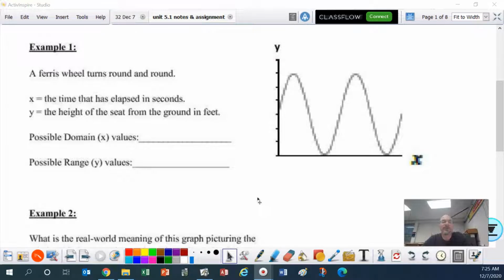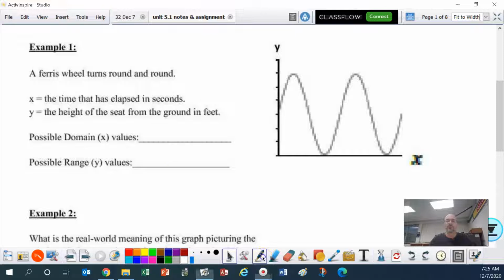Well, there you go, ladies and gentlemen. Those are the tallest Ferris wheels in the world, and you'll have to go to Singapore to ride the tallest one at 541 feet. All right, so let's take a look at this graph.